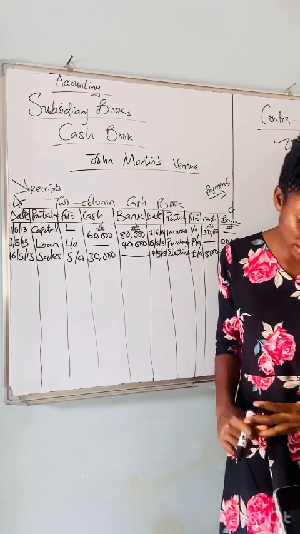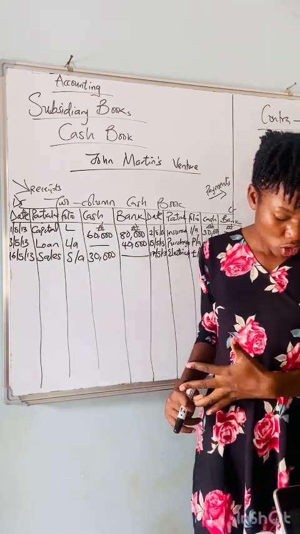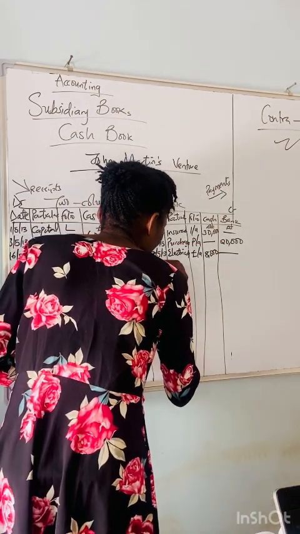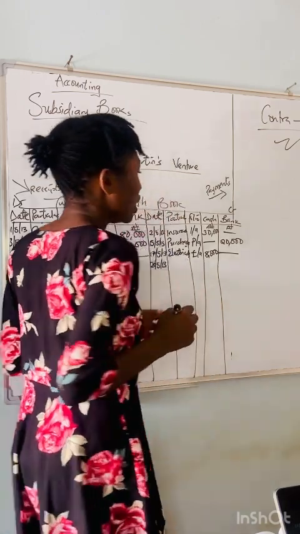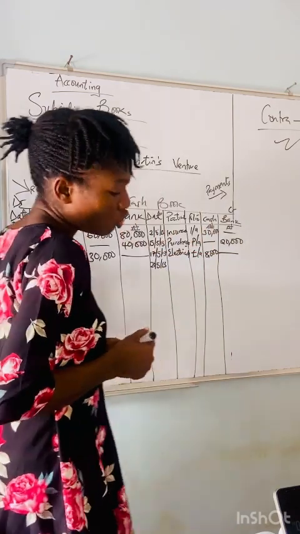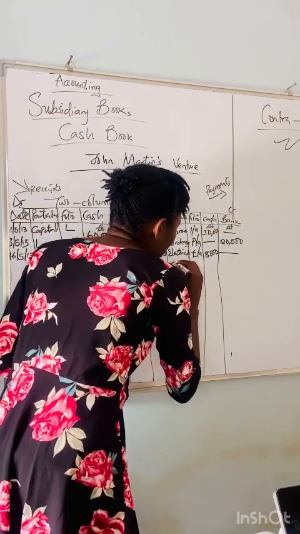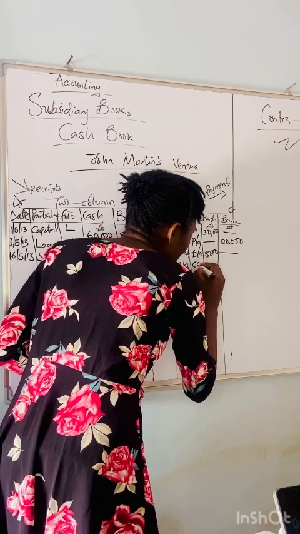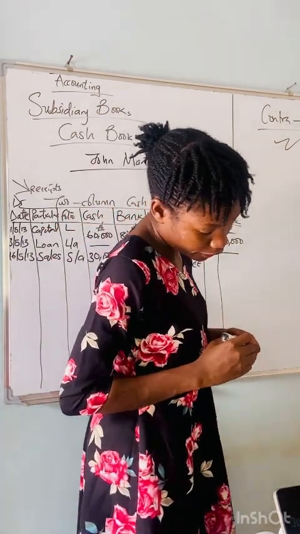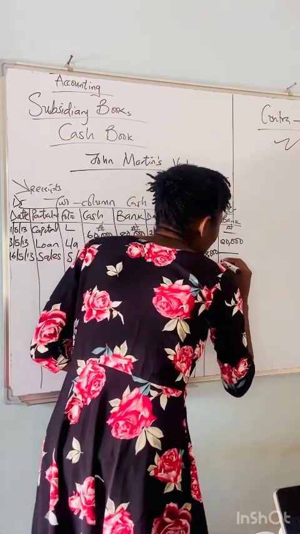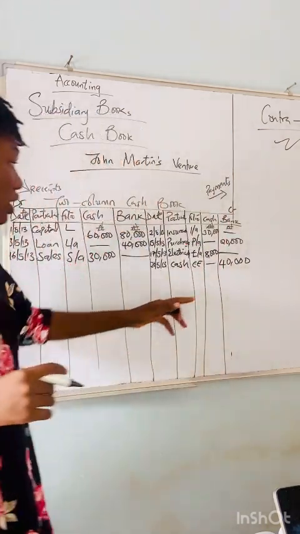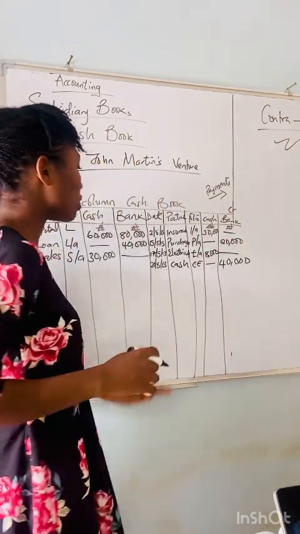So on that same date, the 20th, we are going to be crediting our bank account because money is leaving the bank. So here will be cash. This is a contra entry. The amount given by the bank was 40,000 naira, so we'll be entering it under the bank. We are crediting our bank account 40,000 naira. Money is leaving our bank and coming to the cash.